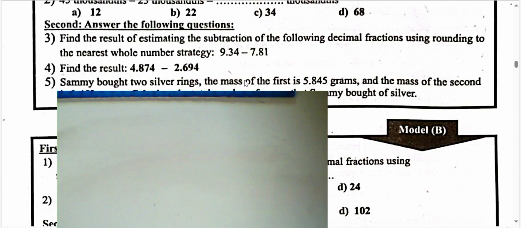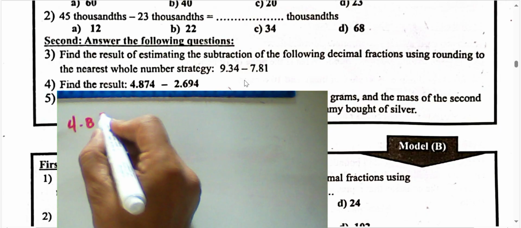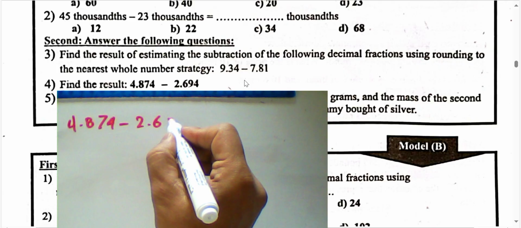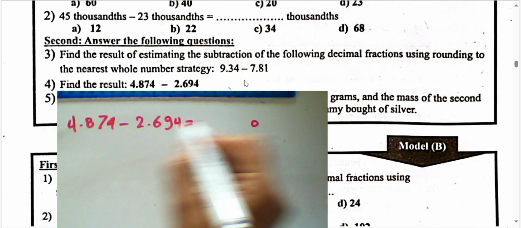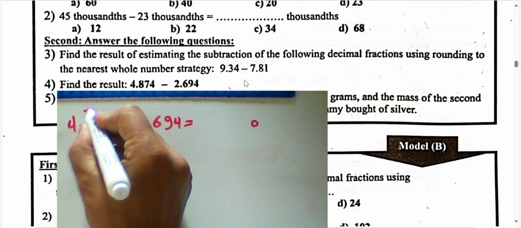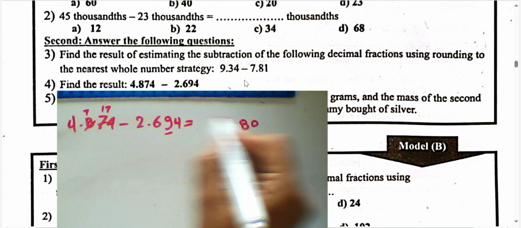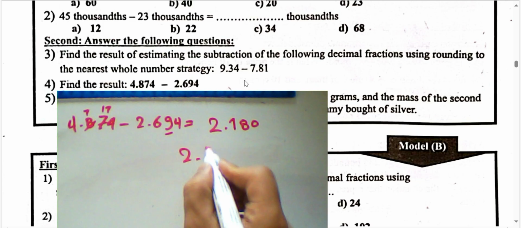Next question. Find the result between 4 and 874 thousandths subtract 2 and 694 thousandths. 4 minus 4 equals 0. 7 minus 9, we can borrow 1. 17 minus 9 equals 8. And 7 minus 6 equals 1. 4 minus 2 equals 2. The result will be 2.18.